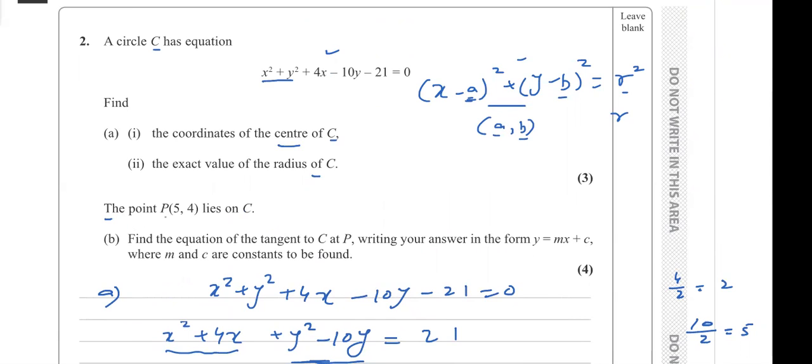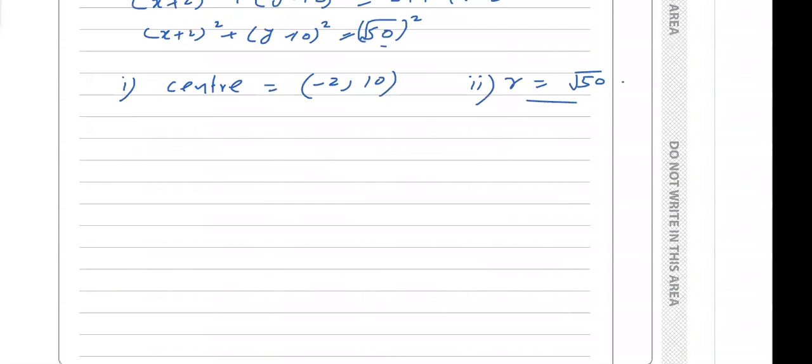Then part B: the point P (5, 4) lies on C. Find the equation of the tangent to C at point P, writing your answer in the form y equals mx plus c. Let's say I take this circle, whose center we know already. We know the center of the circle, which is minus 2, 10. This is the center of the circle.